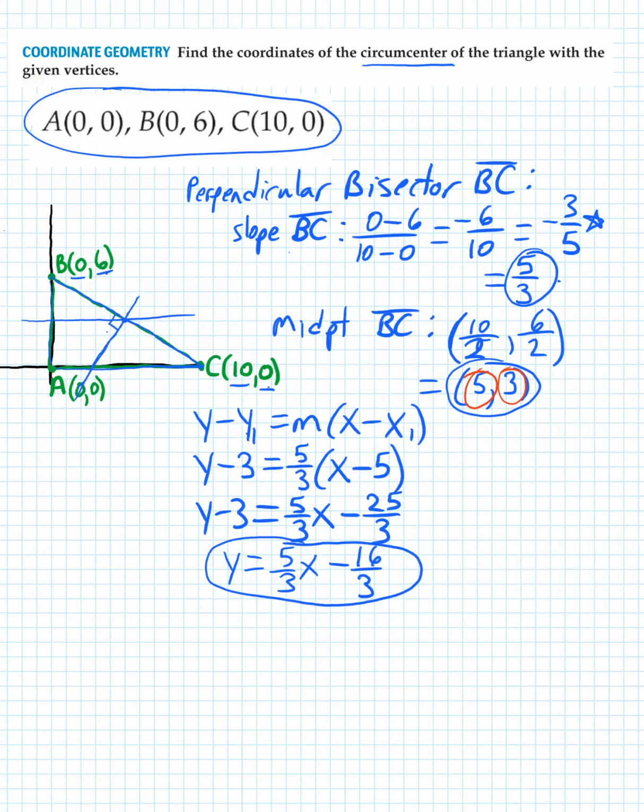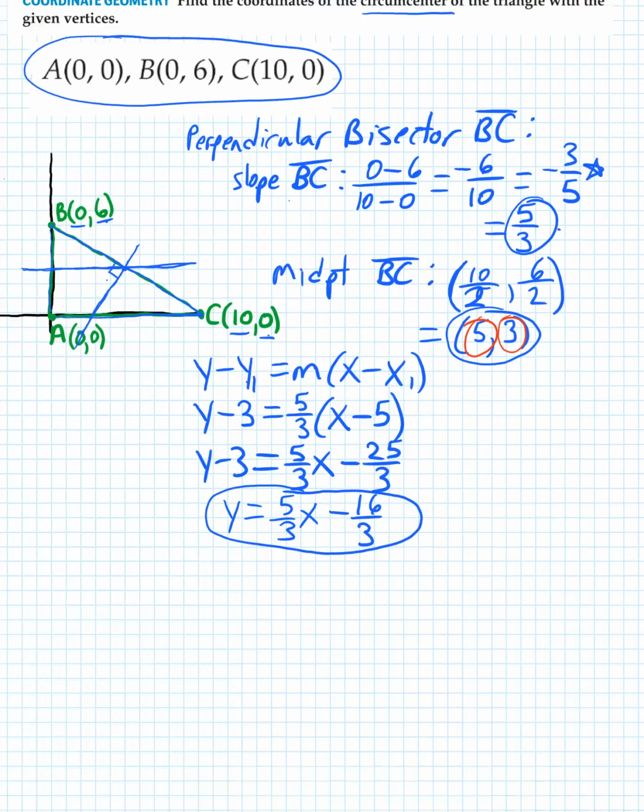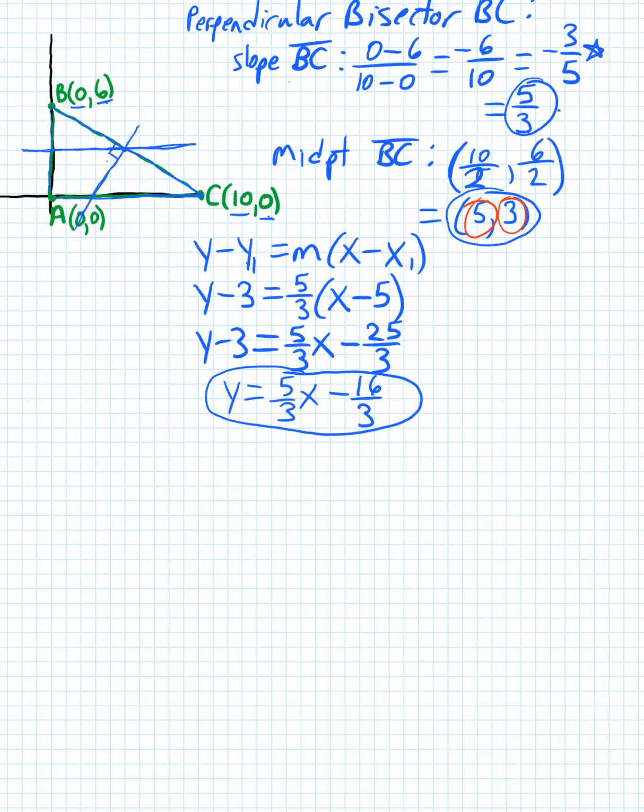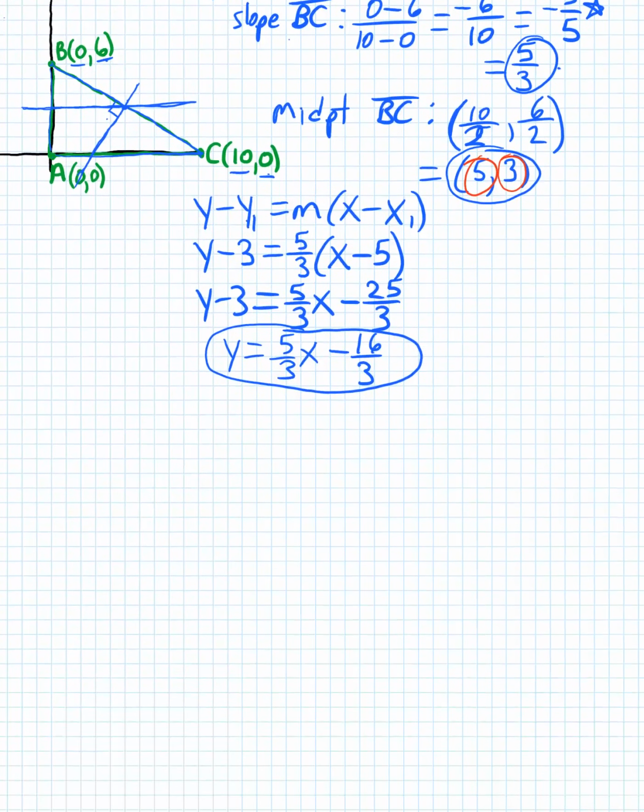So we need one other equation, and we picked this one, of another perpendicular bisector, and then we can find their intersection point, which will be our circumcenter. So let's go up here a little bit. Okay, let's find the perpendicular bisector of side AB. Okay, so let's find the perpendicular bisector of AB.